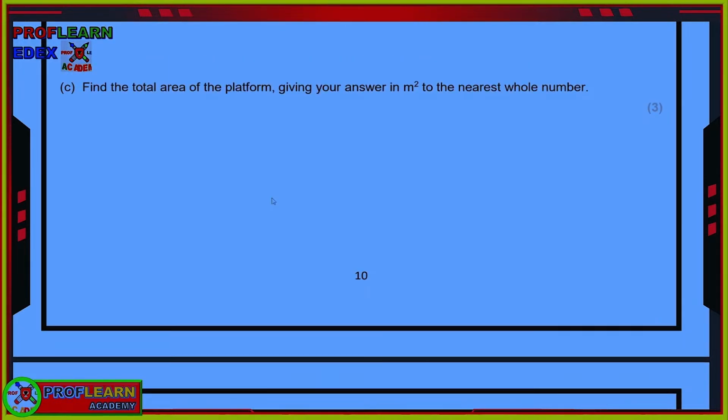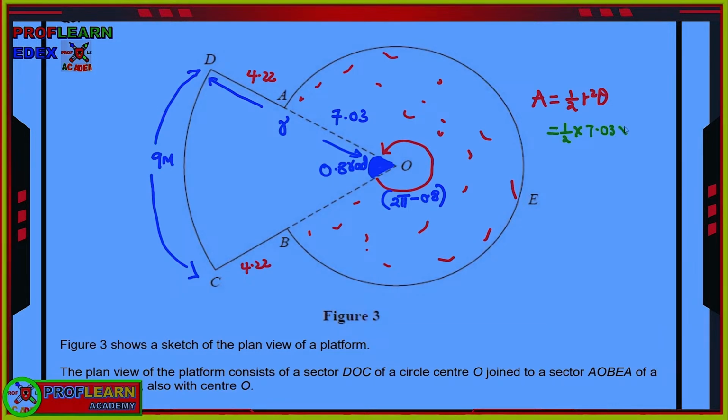Finding the total area of the platform, we are going to use the area of a sector, and the area of a sector, remember, is half r squared theta. We're going to find the area of the sector here using half times 7.03 squared times the angle 2 pi minus 0.8, and this answer becomes what? 135 meters squared.